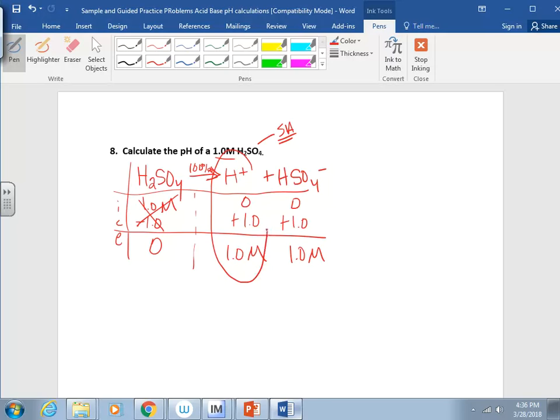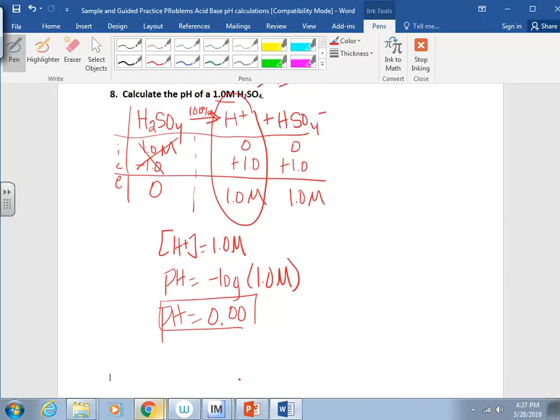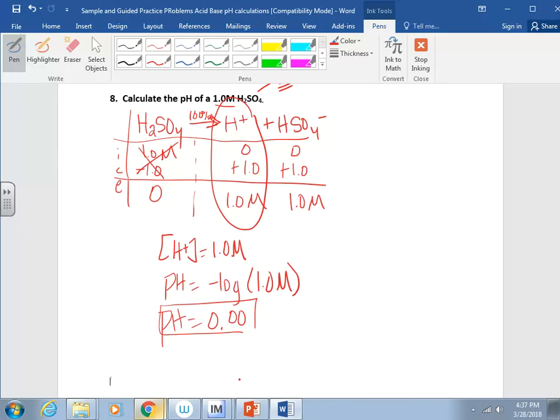Now it wants the pH, so what we need is the hydrogen ion concentration. So since we know the hydrogen ion concentration is 1.0 molar, we take the negative log of that, and so that's going to give you for your pH 0.00. That concludes the lesson on polyprotic acids.